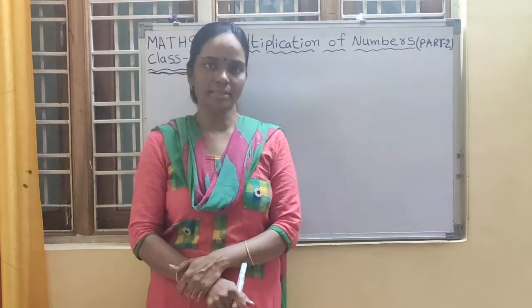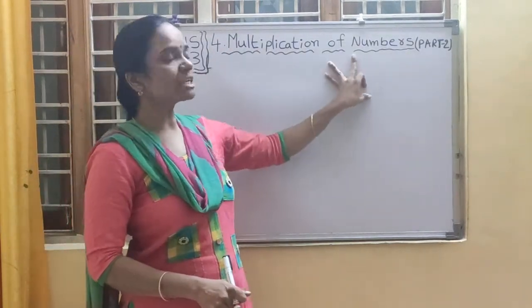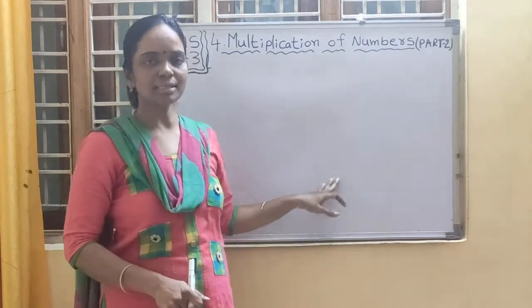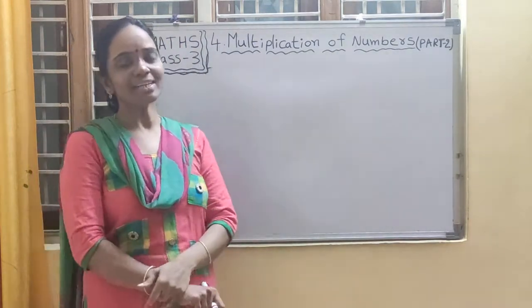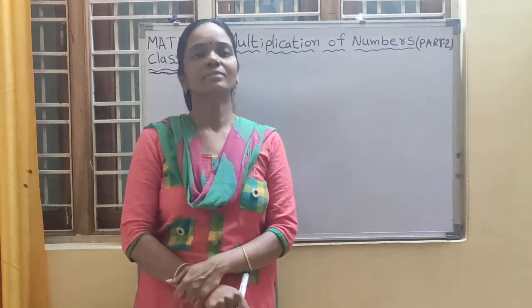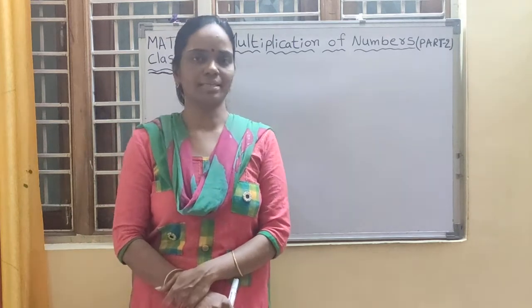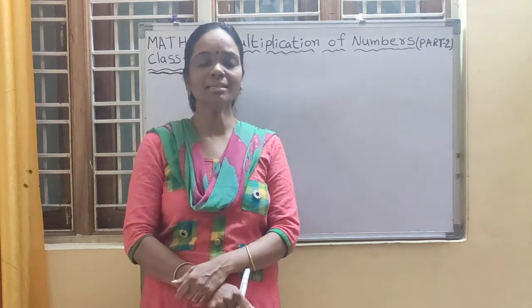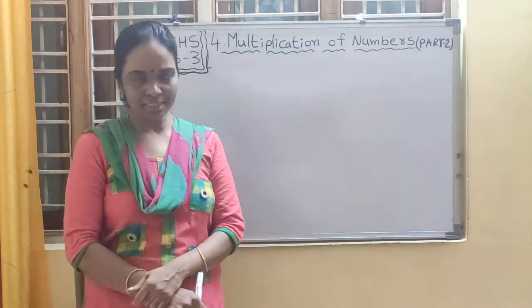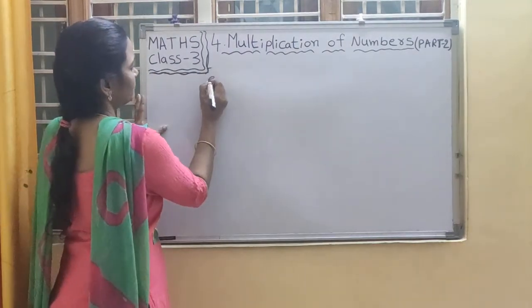Very good. Now, coming to the class, children, this is part 2 of multiplication of numbers. In the part 1 class, what did we discuss, children? We learnt about properties of multiplication and simple multiplication without regrouping. What are properties, children? Shall we take some examples?